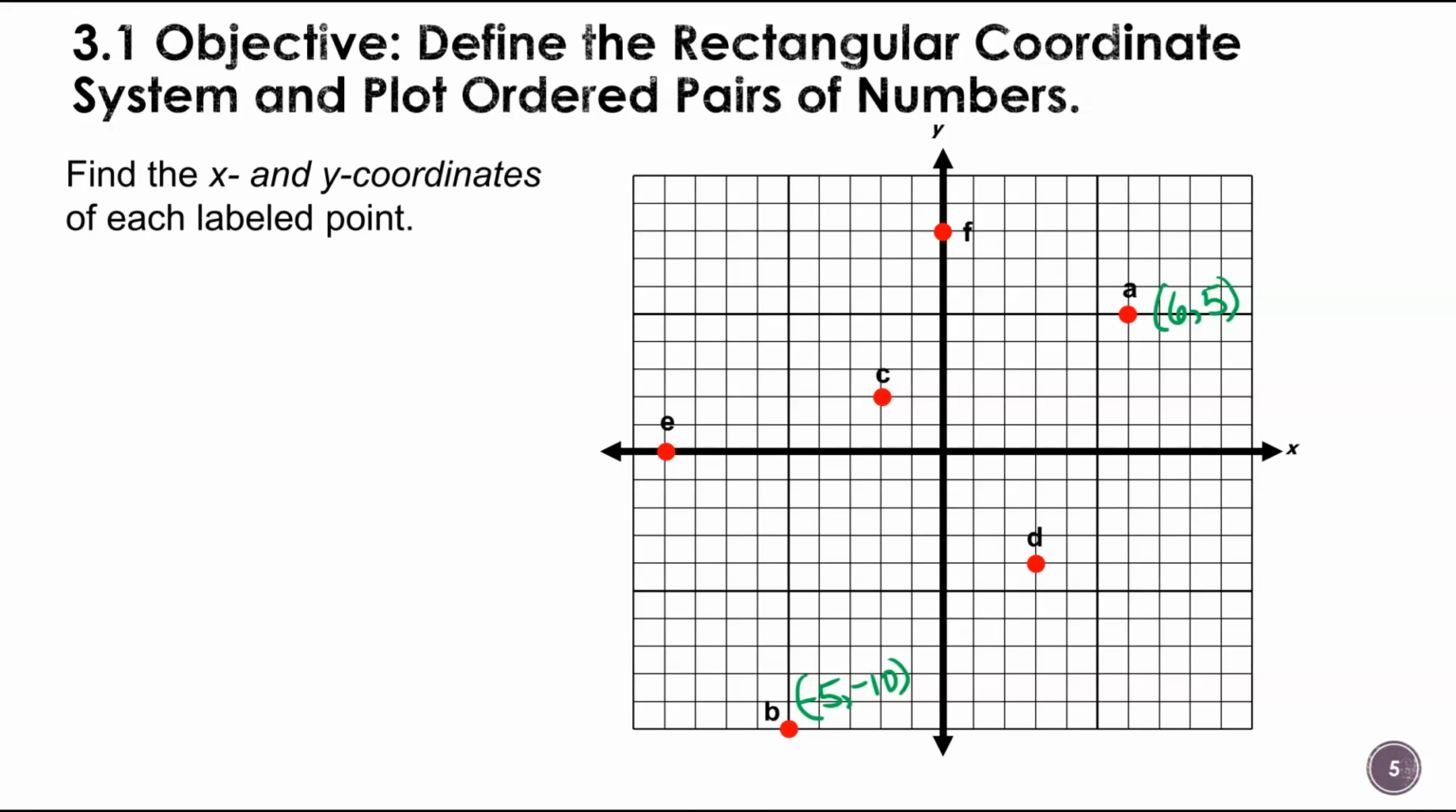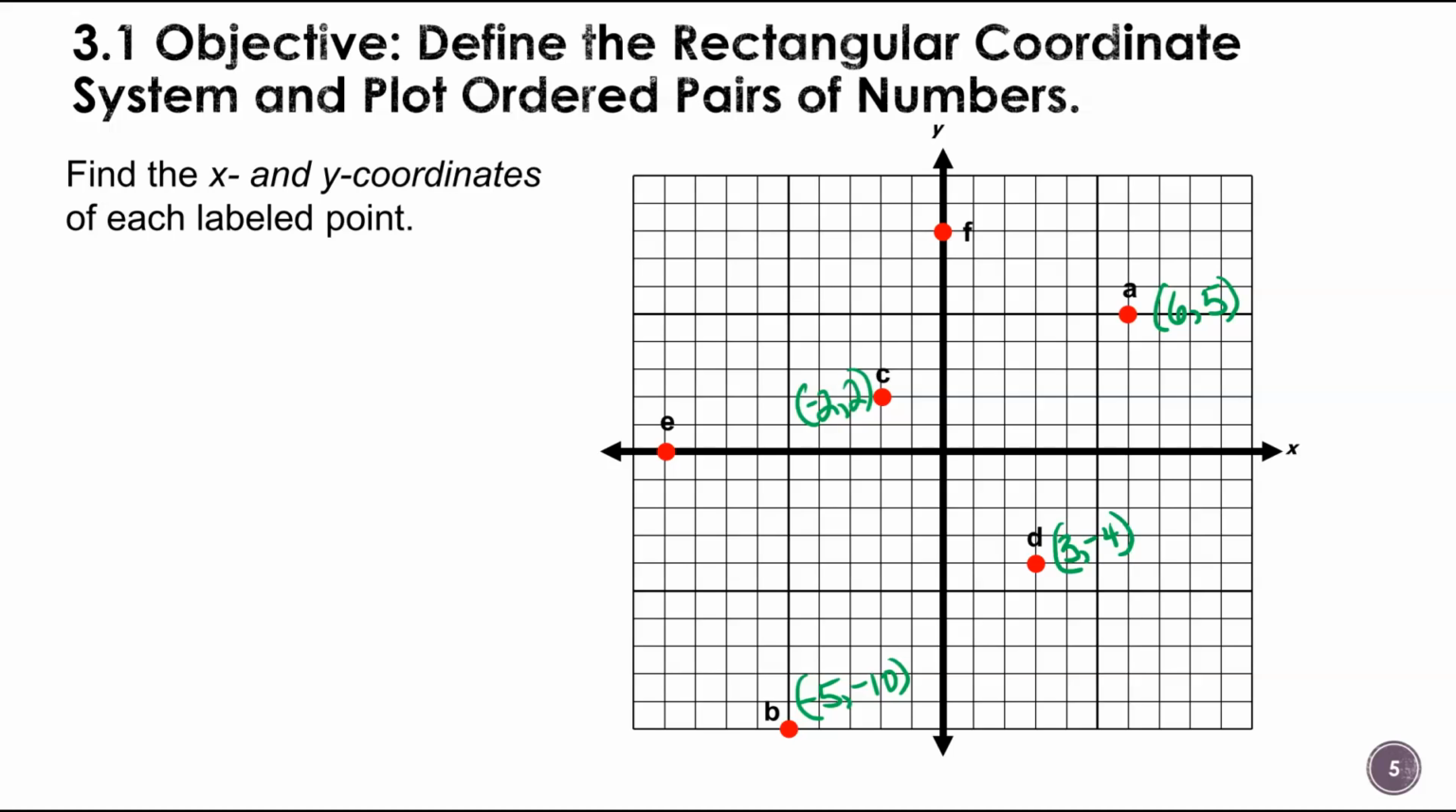And then C is left 2 and up 2. So we are at -2, 2. D is to the right 3 and down 4. So that's at 3, -4. And when you're first doing this, if you want to label your graph, you can do 1, 2, 3, 4, and so on. But that usually takes a lot of time, and you will get used to how these are actually numbered, and you probably won't need to do that.